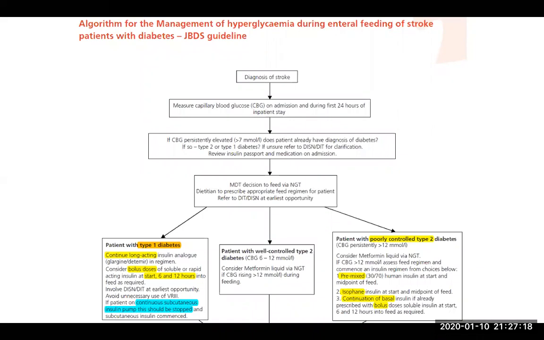the feed. If the patient is type 1 diabetes, we must continue long-acting insulin. We give bolus insulin like the third option for type 2, at the start, 6 and 12 hours into the feed as required. And of course, if the patient is already on an insulin pump, we should stop it. And this is very important in the guideline. Continuous subcutaneous insulin pumps should be stopped, and subcutaneous insulin is commenced.